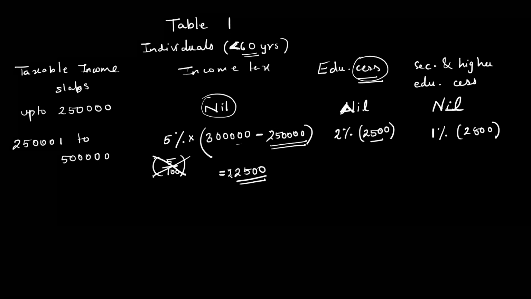Someone is asking how this 2,500 came. Because here I calculated. I subtracted this, which is 50,000. And then 5% of 50,000 is this much. So ये आपका income tax हो गया. This income tax will come in education cess, also it will come in secondary and higher education cess.